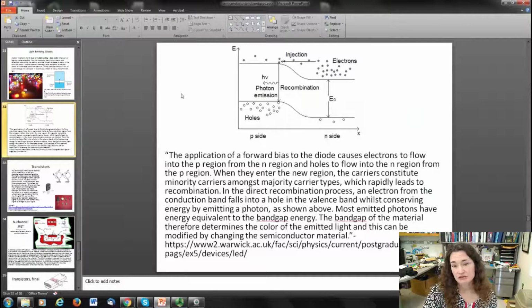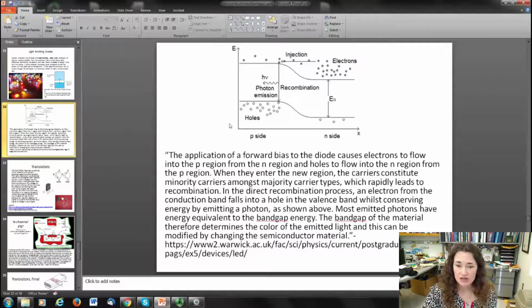The application of a forward bias to the diode causes electrons to flow into the P region from the N region and holes to flow into the N region from the P region. And when they enter the new region, the carriers constitute minority carriers amongst majority carrier type, which rapidly leads to recombination. In the direct recombination process, an electron from the conduction band falls into a hole in the valence band while conserving energy by emitting a photon, as shown above.